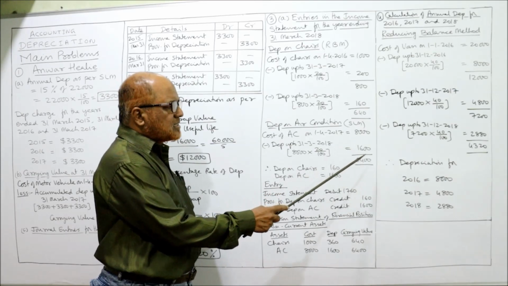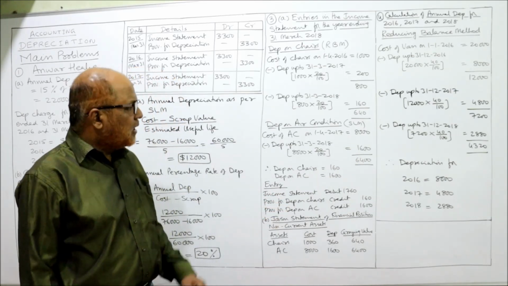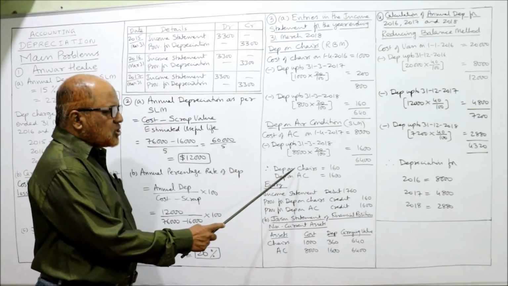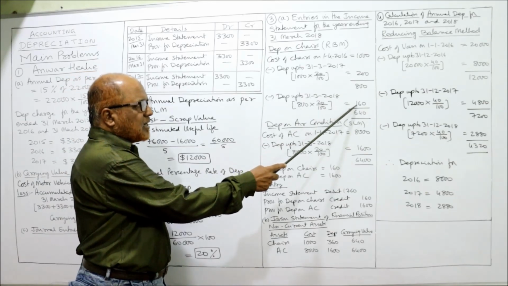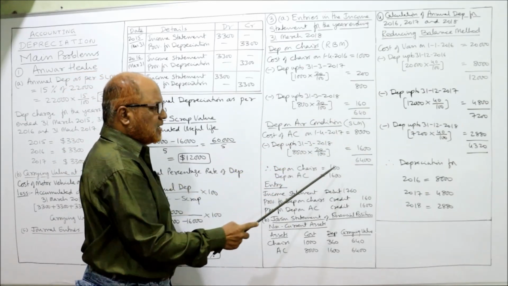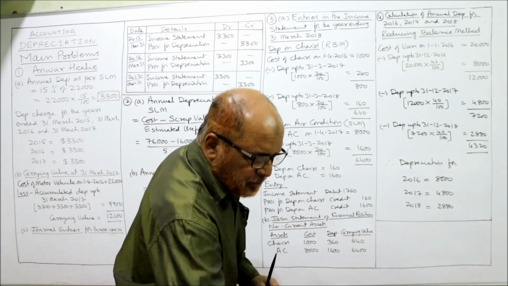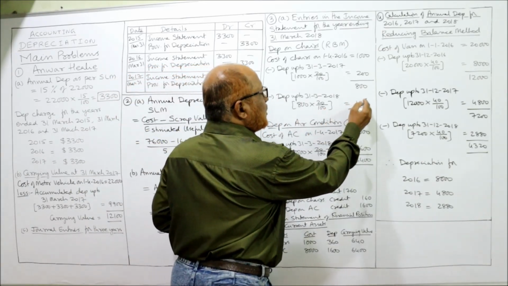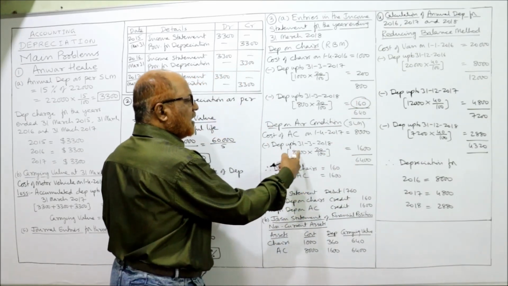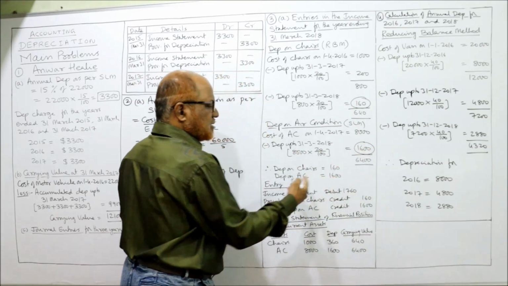So after deducting, 6,400. That's all. Now entries. Depreciation on chair is 160. Current year depreciation 160. And depreciation on AC is 1,600. We want current year depreciation. So current year depreciation on chair is 160. Current year depreciation on air conditioner is 1,600.